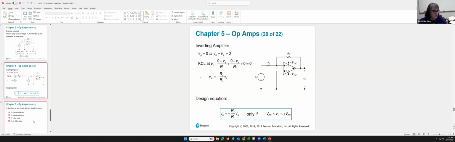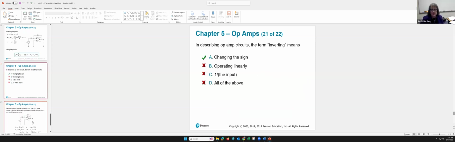All right, so on this slide, in describing op-amp circuits, the term inverting just means changing the sign. That's all it means. You could also say it's off by 180 degrees, shifted out of phase, but inverting means changing the sign.